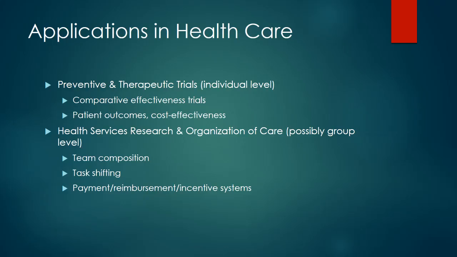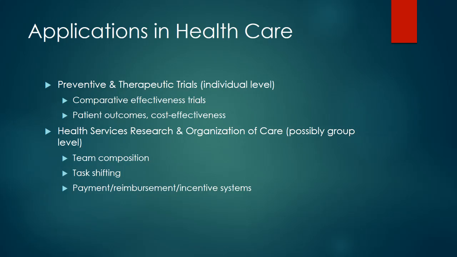The second class of studies that we could do in a randomized fashion within healthcare systems is more along the health services research line and organization of care. And these could be individual level or potentially group levels. So this is looking at things like team composition. How do we provide the best team-based care? Doing task shifting. So looking at whether nurses or nurse practitioners, for example, could do some of the tasks traditionally done by MDs, if that would be effective in terms of patient outcomes and cost effectiveness.